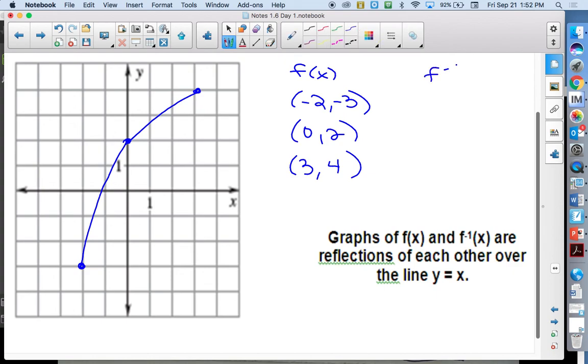So what would the inverse function be? Brendan? -3, -2, 2, 0, 4, 3. Okay, so that's our inverse function. So plotting these points.